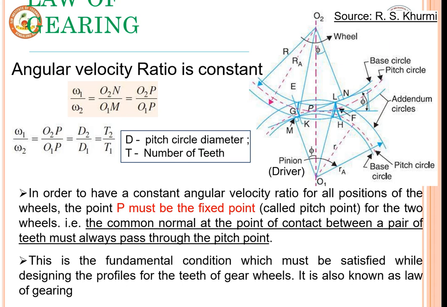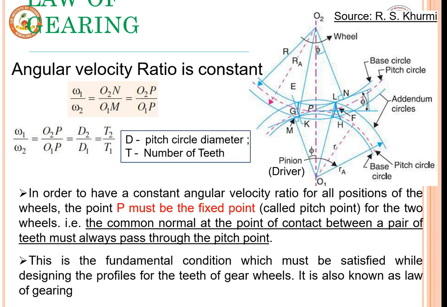When the two gears meet, different axes are generated with respect to the wheel and the driver. Here the base circle, pitch circle and addendum circles are considered, where it is going to have a path of contact, where phi is the pressure angle.